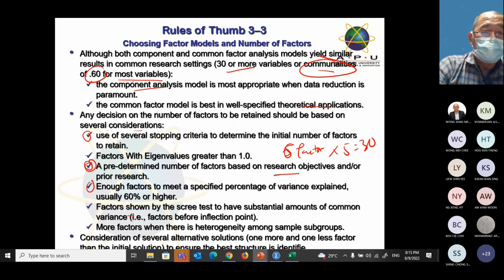So more factors when there is heterogeneity among the sample subgroups. But this one you can see in a show later. So basically we use the eigenvalue, already good enough. We see next.